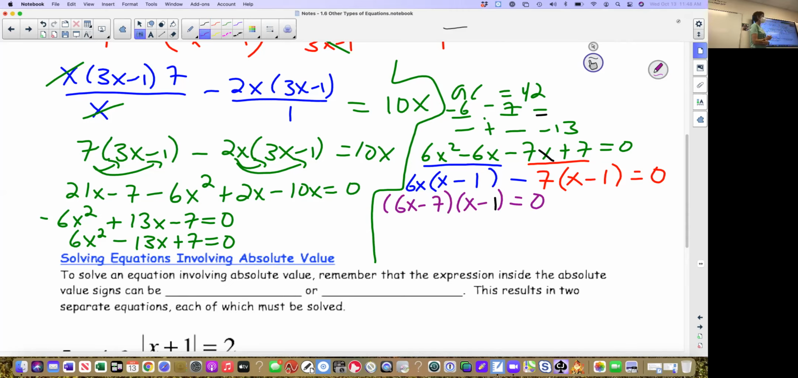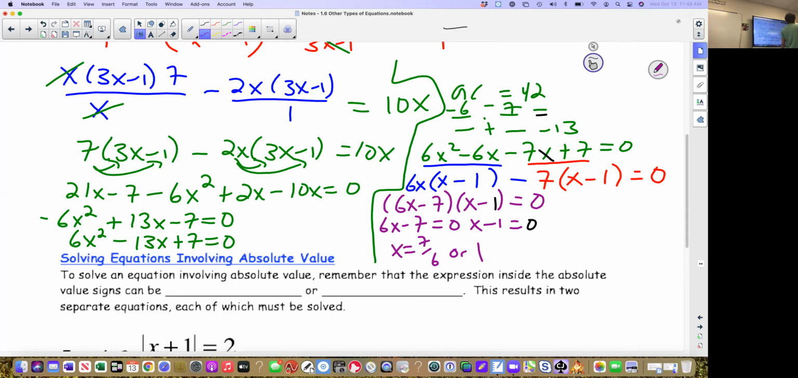So now zero product property: we set each one of these to 0. So 6x minus 7 equals 0, giving x equals 7 sixths, or x minus 1 equals 0, giving x equals 1. But we need to check them.